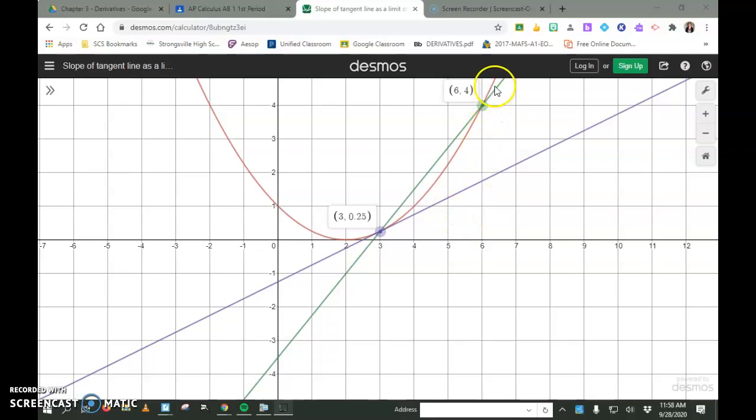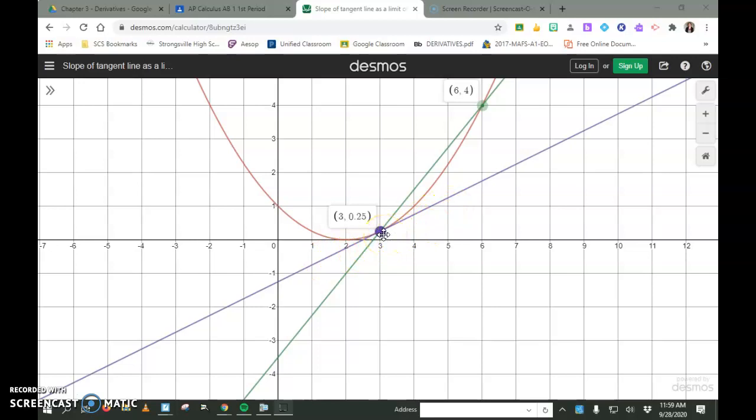Okay, so we've talked about this green line here through my curve in 2 points. That's called a secant line. I have this parabolic curve here in red. I have a secant line currently through the point (3, 0.25) and (6, 4). My purple line is my tangent line, and notice that my tangent line is only touching the curve at 1 point. And my job is to figure out what the slope of this purple line is.